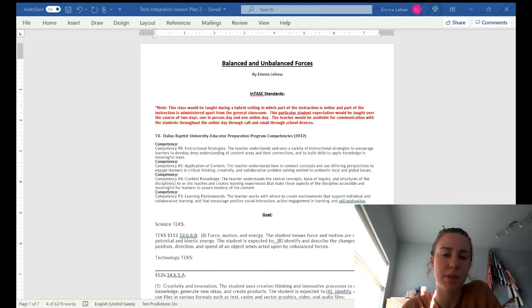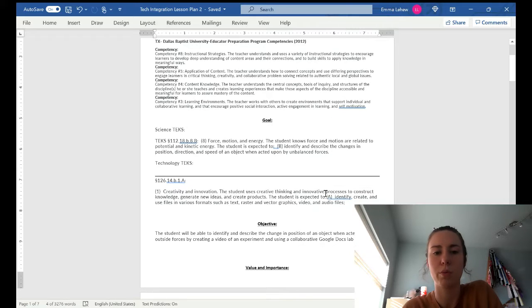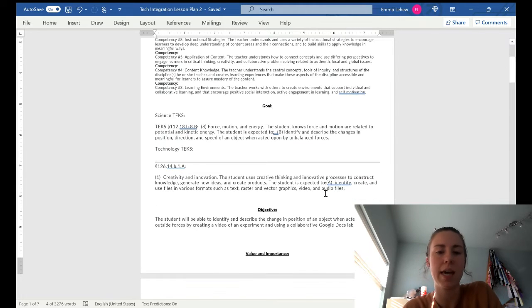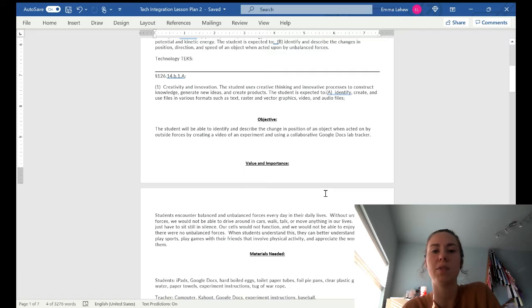So I have 4 competencies from the DBU in task standards that I aligned my lesson with. And then I also have my goal, which comes straight from a science TEKS. I have the whole TEKS number there. And I also included a technology TEKS just to make sure that I was following it word for word. And our objective, of course, is that we will be able to identify and describe the change in position of an object when acted on by outside forces.